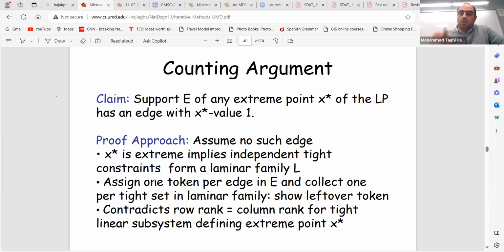Here this is a double counting argument. I will give one token per each edge, and then collect one per tight set in the laminar family. I will show some leftover token. That is a contradiction, because it says that the number of tight sets in the laminar family should be less than the number of variables, because I have some leftovers. So this is contradictory. This is the token argument. I will give one to each edge, get one from each tight set, and show that some leftover remains. That gives the proof for counting.